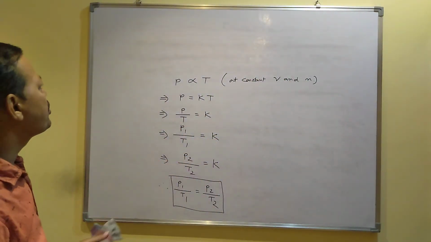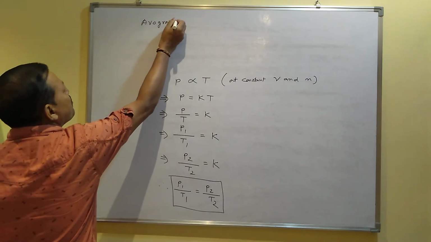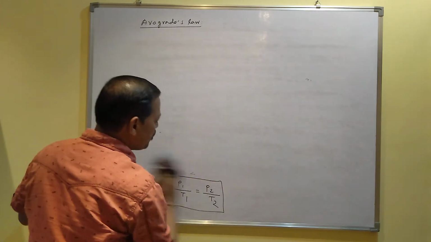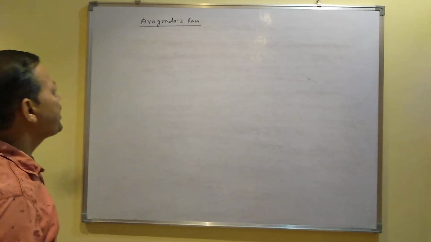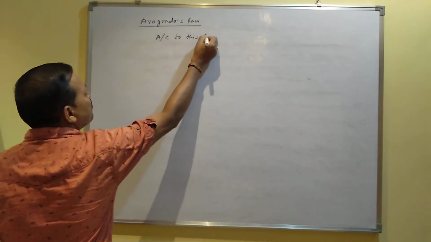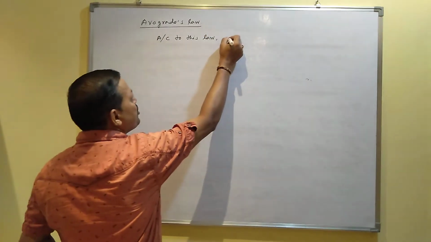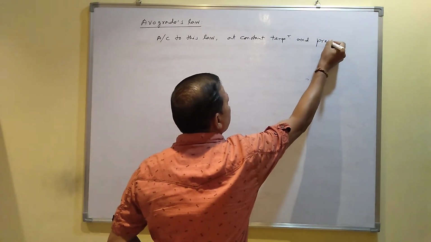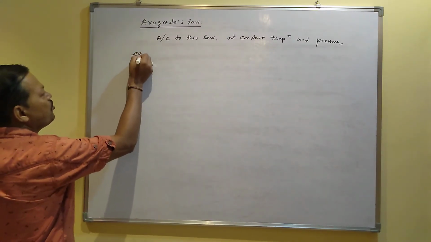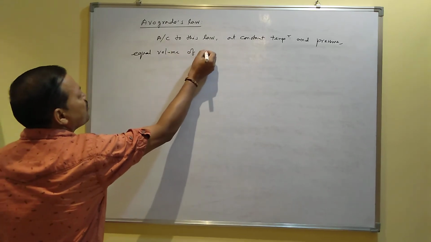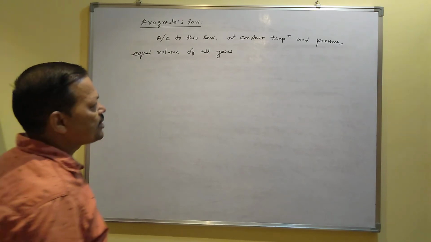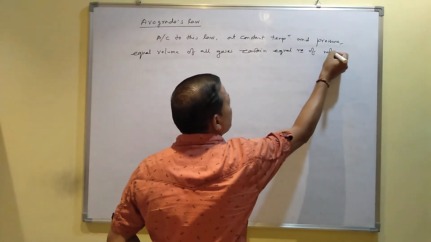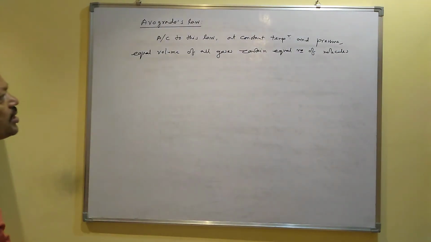Now another law, which you may already have seen, is called Avogadro's law. Important one. What is Avogadro's law? This law is also applicable for gases. According to this law, at constant temperature and pressure, equal volumes of all gases contain an equal number of molecules. This is according to Avogadro's law.